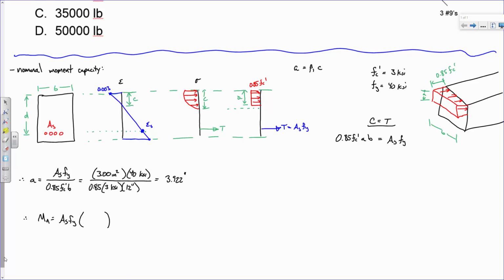And then the moment arm, how far is it between these 2 forces? Well, we go up here. This dimension is a. So the center of that resultant force is right here. So how far is it from here to there? What is that dimension? Well, it's d minus a over 2, right? So that was a go-to formula for a lot of our simple beam design problems.